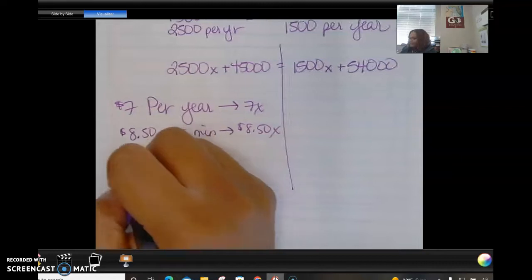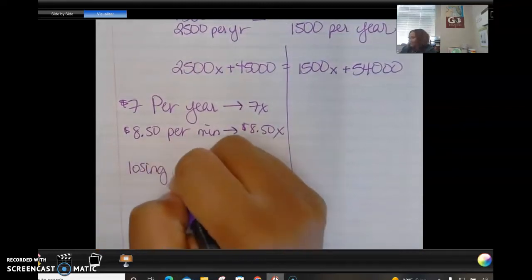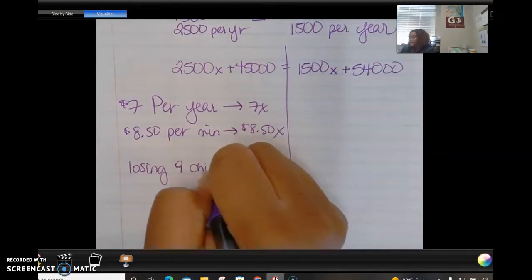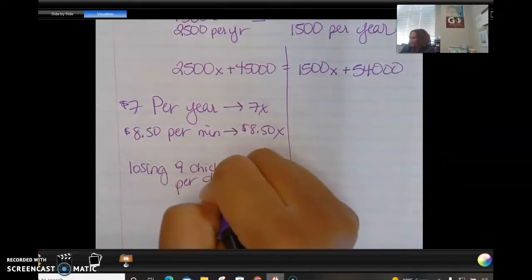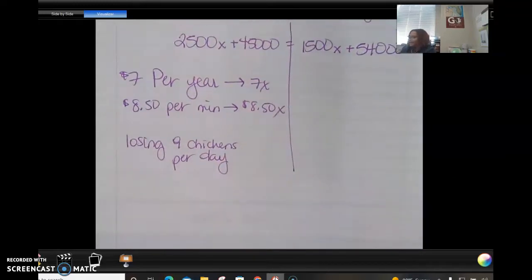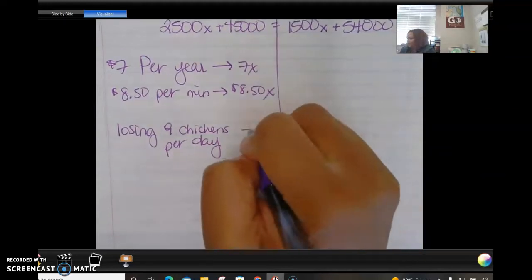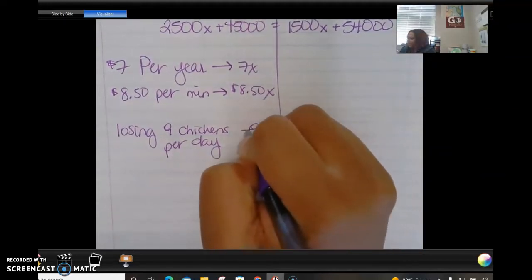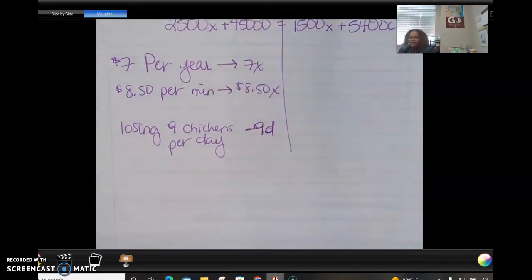If you see losing 9 chickens, I don't know, somebody has a farm, per day. If you're losing 9, what kind of 9 is that? Negative 9 chickens per day. Negative 9 per day. You could put an X there if you want.